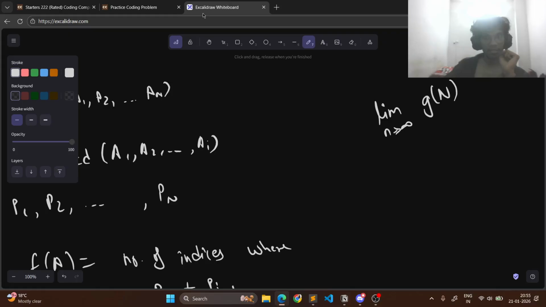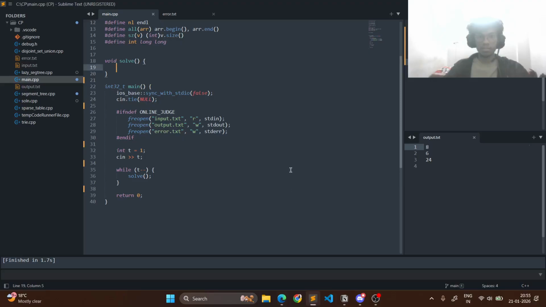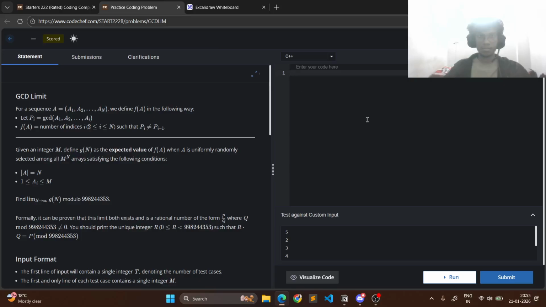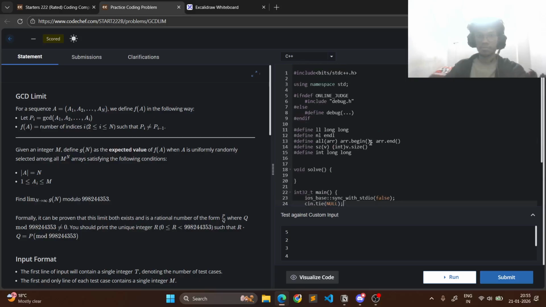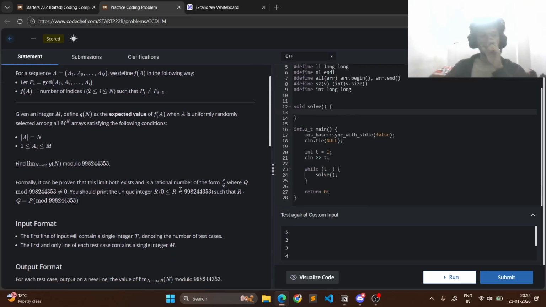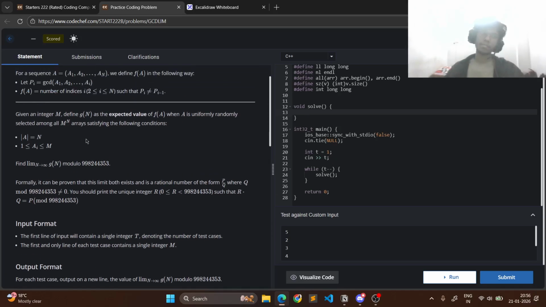So we need to find the limit of this particular thing, where g of n is what? Let me just see. So g of n is defined as the expected value of f of A. What does that mean? What is the expected value of f of A?